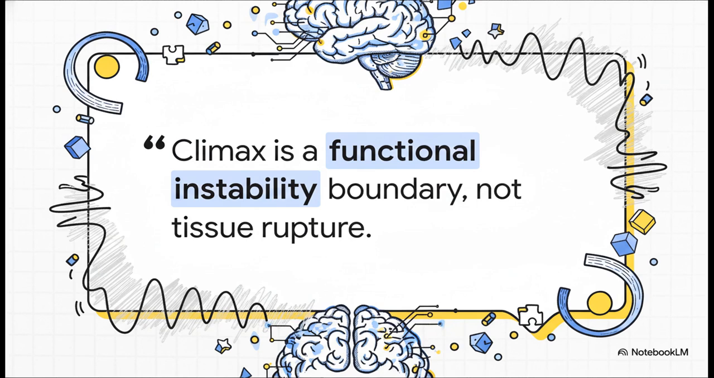Now, this is an absolutely crucial point. When your dream hits its climax, your brain isn't breaking. There's no physical damage happening. It's a functional boundary. It just means the system has reached the absolute limit of its ability to process all that information coherently, and so something has to change.